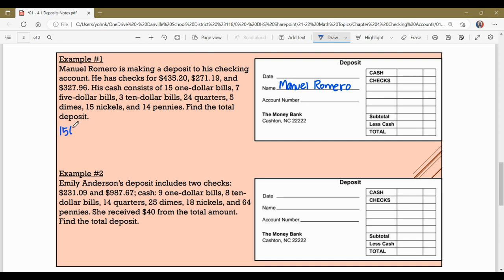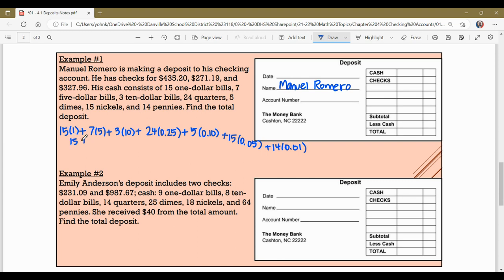I have 15 $1 bills, and I have 7 $5 bills, 3 $10 bills, 24 quarters, and each quarter is 0.25. 5 dimes is 0.10. 15 nickels is 0.05. And 4 pennies, 0.01. So this is all the cash and coins that I need to deposit. So let's see how much this is.